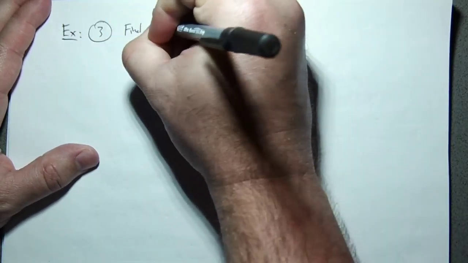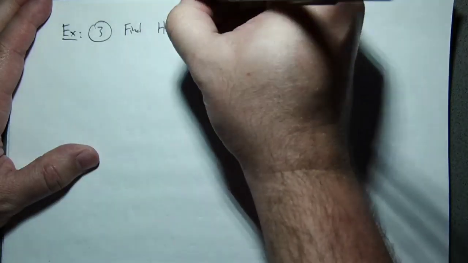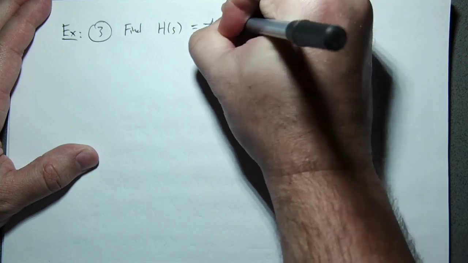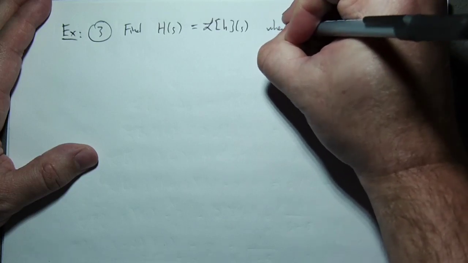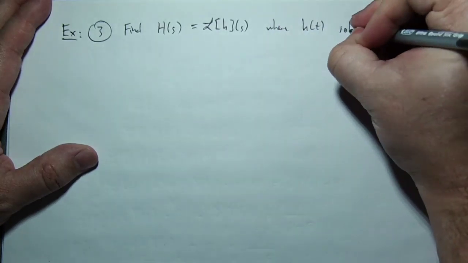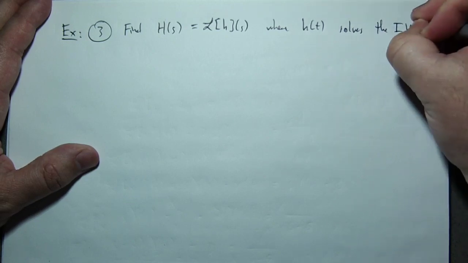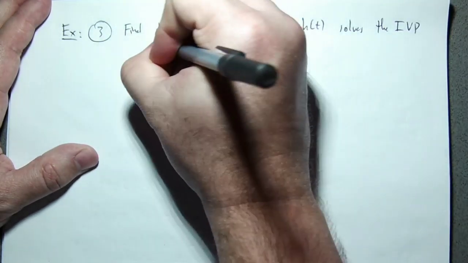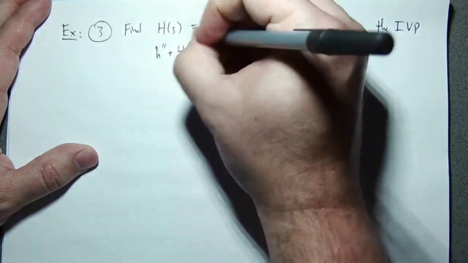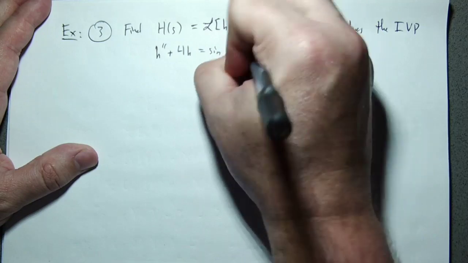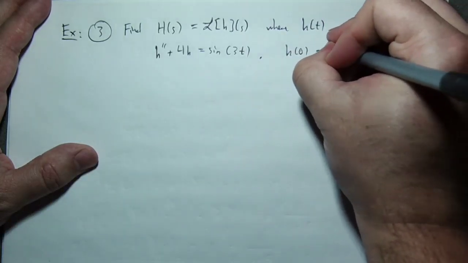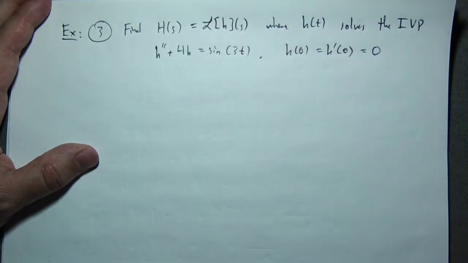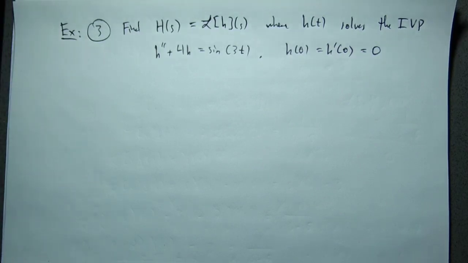So the third example, find the Laplace transform big H of s. So that's the Laplace transform of a little h function where little h of t solves the IVP. That is little h double prime plus 4h is equal to sine of 3t, where little h of 0 and little h prime of 0 are both 0. Okay.